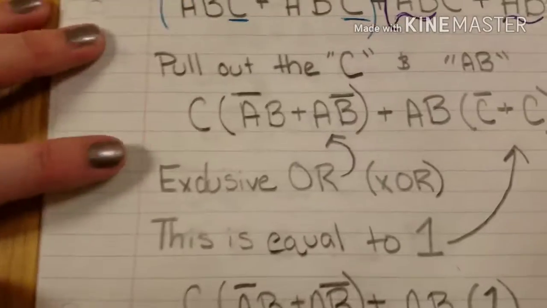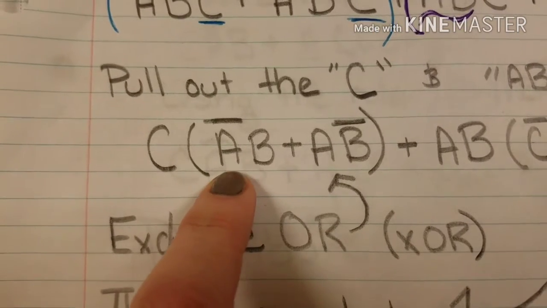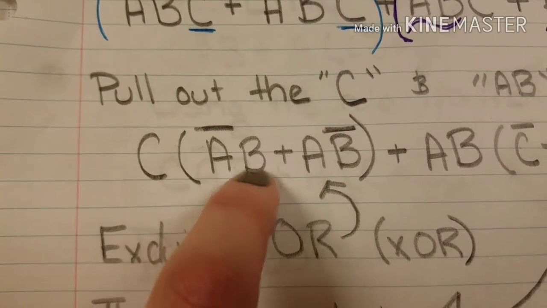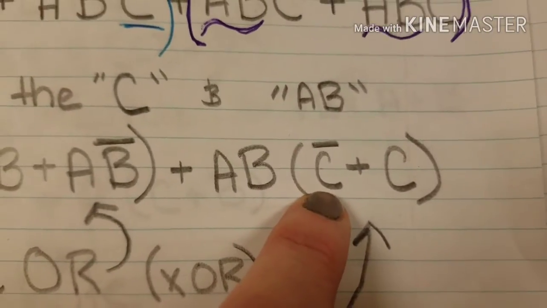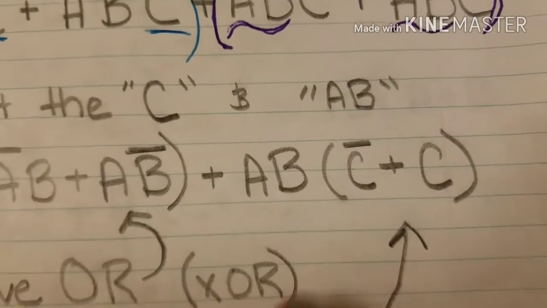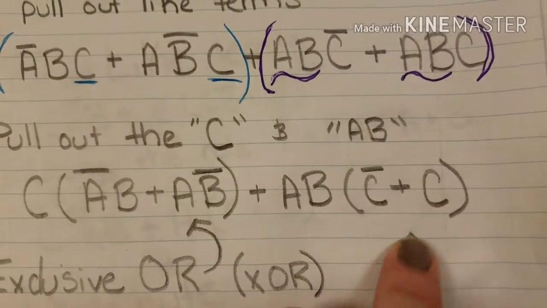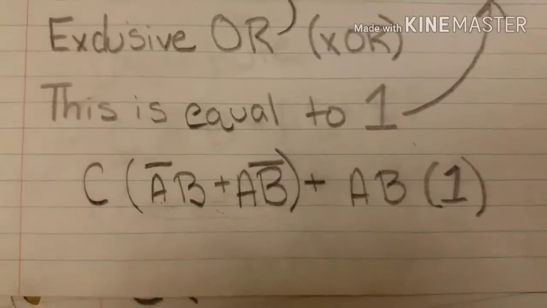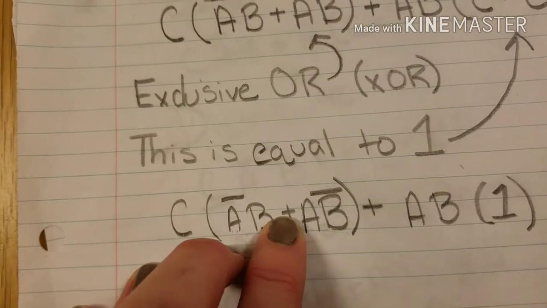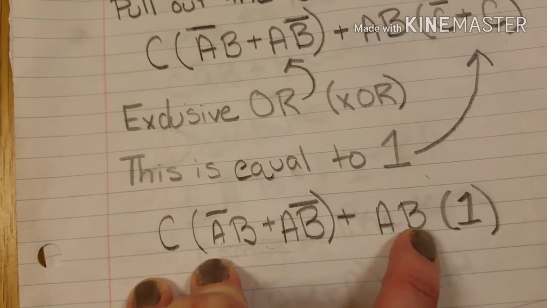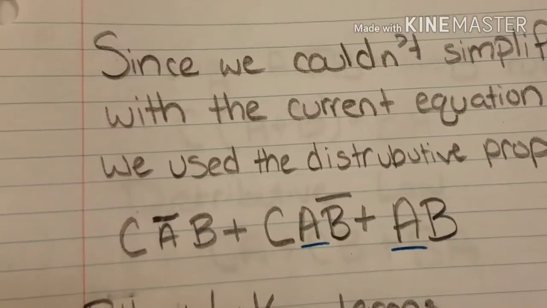And then it's ORed with A and B and not C or C. Looking at this equation, this portion right here is an exclusive OR. A won't be turned on and B will be, or A will be turned on and B won't be. And for this portion, you can see the not C or C. Anything that's opposite and ORed with itself will automatically equal 1. So the equation has broken down to C and not A and B, or A and B and 1. I used the distributive property.